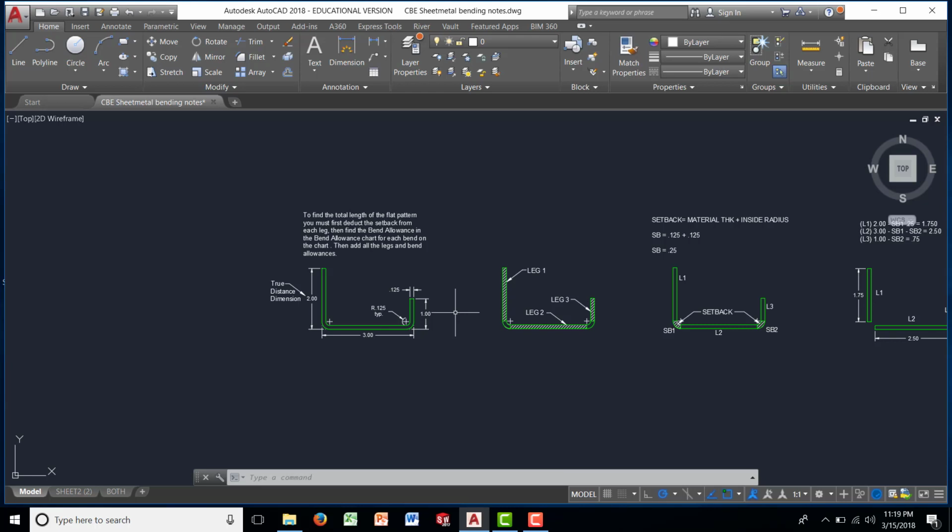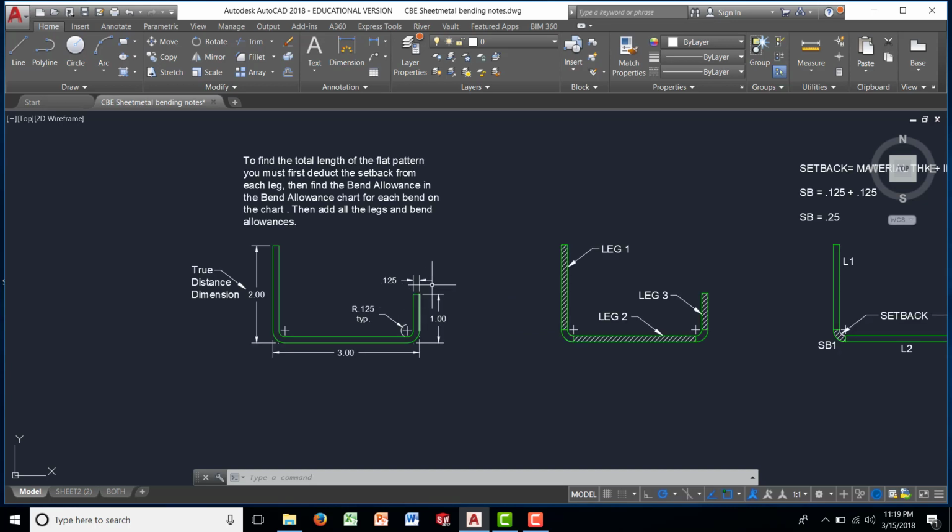Okay, so now what we have to do is calculate what the lengths of the legs are. Leg 1, leg 2, and leg 3. Leg 1 has a 2-inch dimension with 1 bend. Leg 2 has a 3-inch dimension with 2 bends. Leg 3 has a 1-inch dimension with 1 bend. So we have a total of 2 bends, and we're calling this one setback 1 and setback 2.